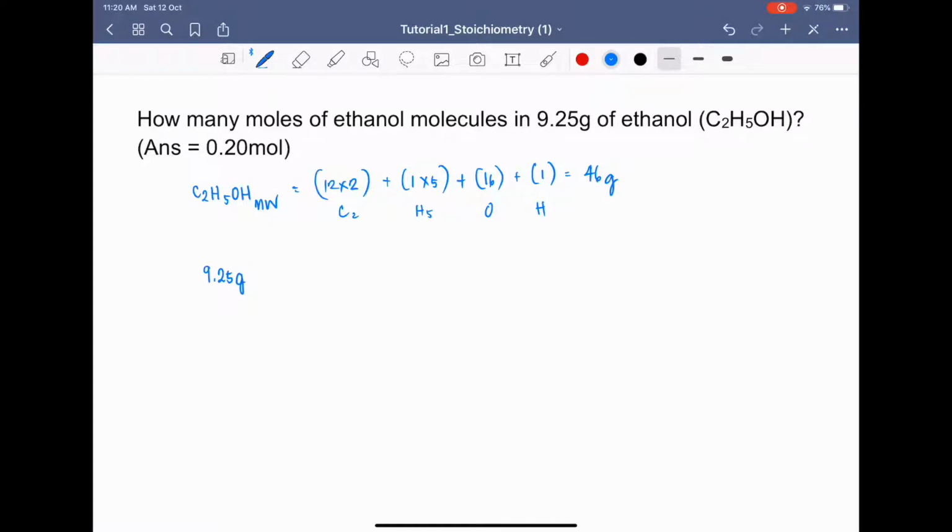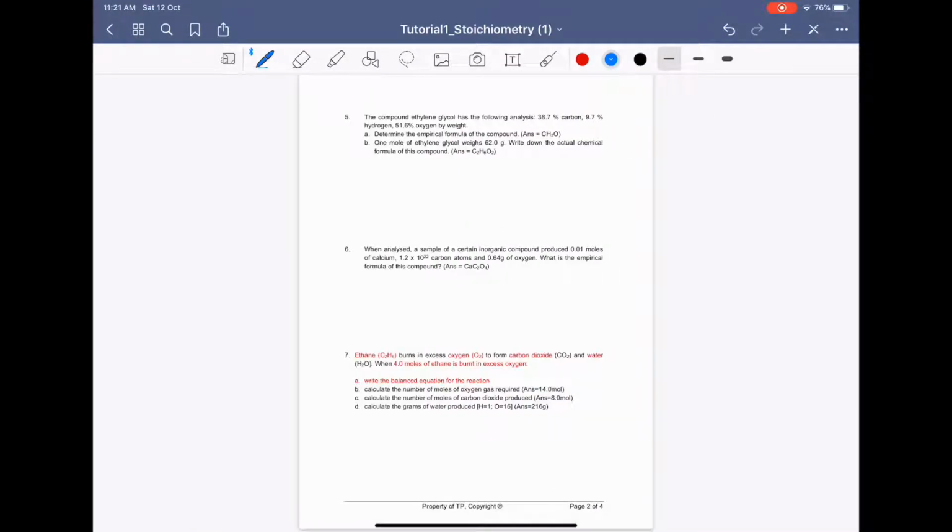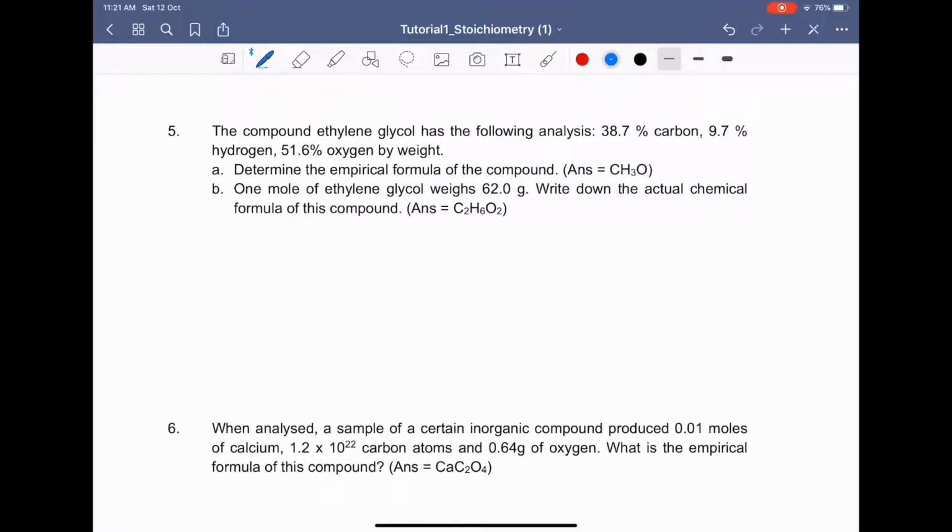We were given 9.25 gram of ethanol. To cancel out the unit, we will divide by 46 gram to get the mole, and that will be equivalent to 0.20108 mole. Then we can round it off to 0.2 mole. As you can see, we just need to divide to cancel out the units.